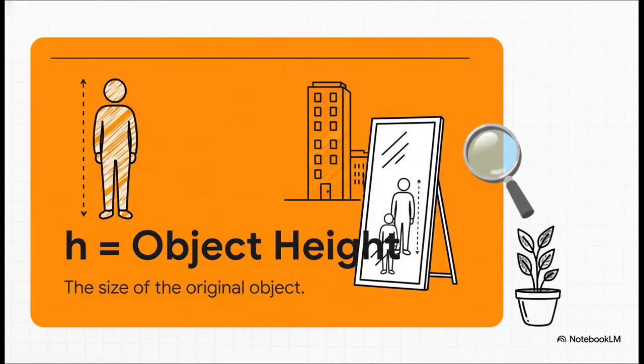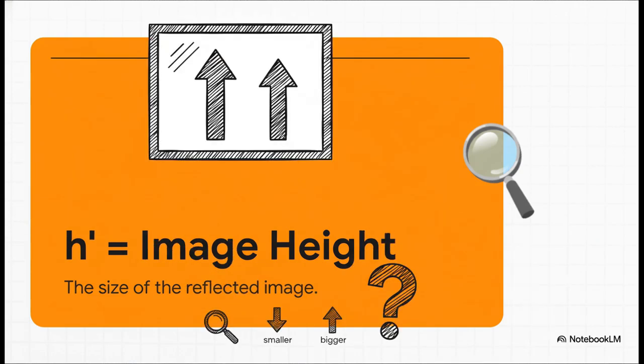Then you've got H for object height. Pretty simple. That's just your actual height, or the height of the coffee cup you're looking at in the mirror. And last but not least, H prime. That's the apparent height of the image in the mirror. Is it bigger, smaller, or exactly the same size as the real deal? So these 4 things, P, Q, H, and H prime, that's our entire toolkit.